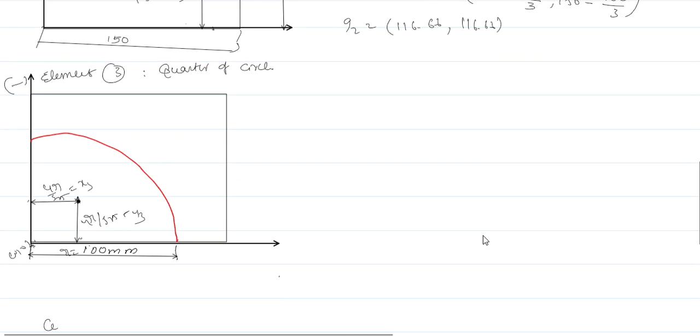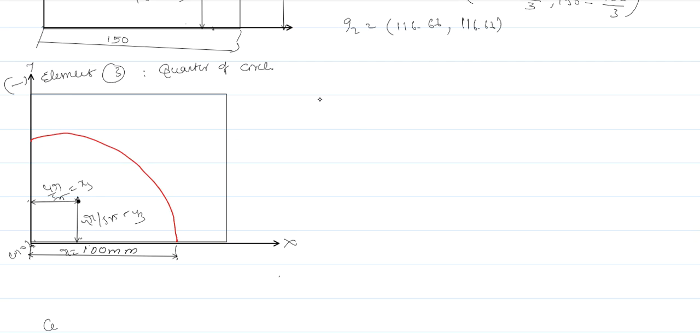Similarly, we have a quarter circle. This quarter circle is nothing but element 3. We are going to subtract this element from element 2. Right? Here the centroid coordinates are 4r by 3 pi, 4r by 3 pi. As I said, the baselines pass through the xy axis. So that's why you can directly take the centroid formula 4r by 3 pi comma 4r by 3 pi.